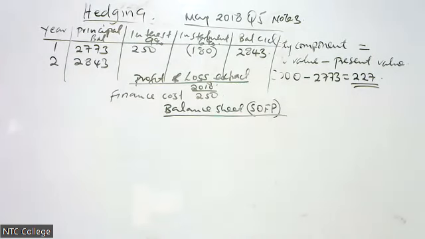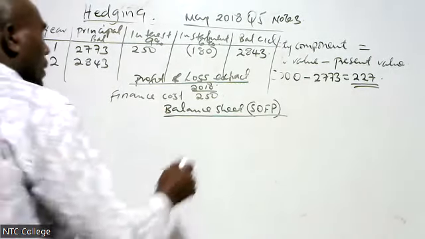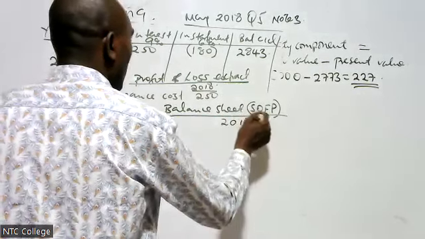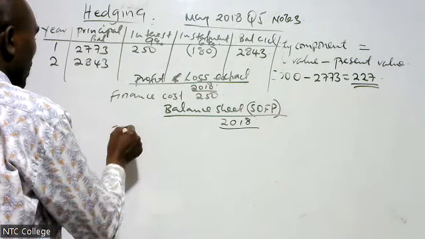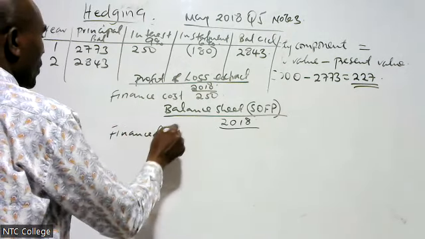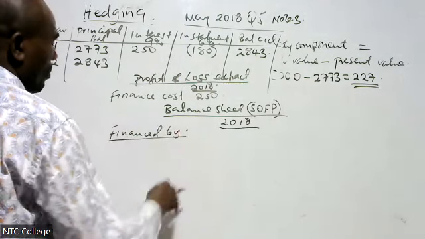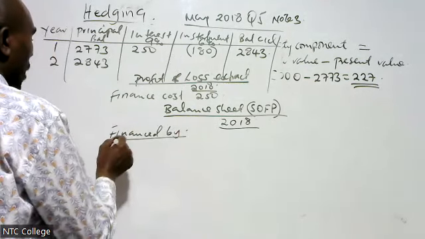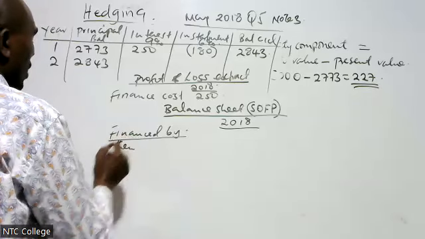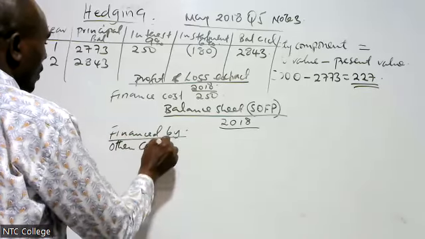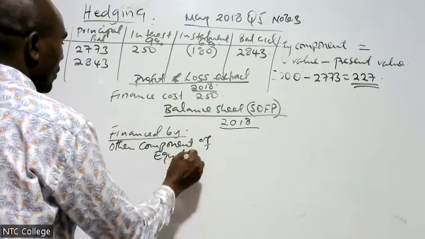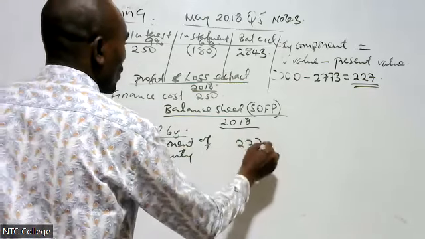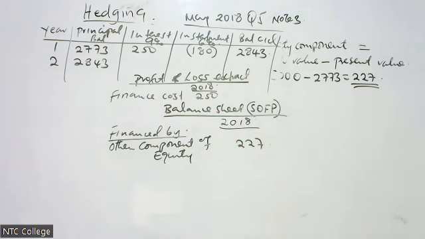Statement of financial position. I am still in year 2018, end of 31st March 2018. I will go to the financed by section, where we have equity, ordinary share, and so on. Therefore, I will report other components under ordinary share. I will report other components of equity, which was 227. Other components of equity, that's a reserve.